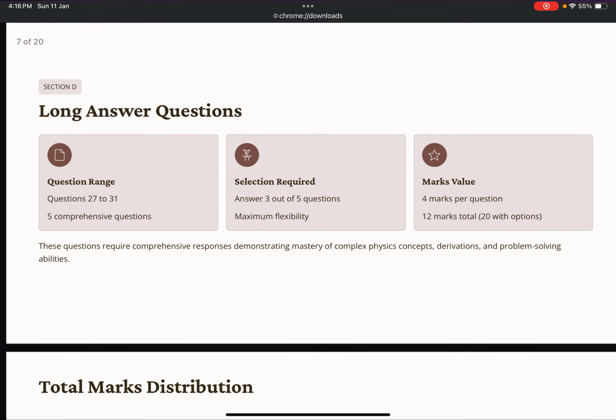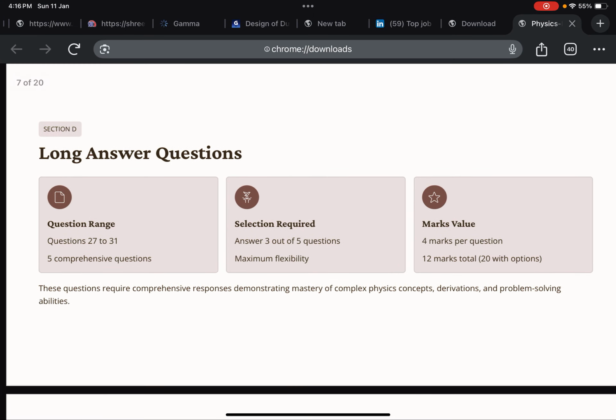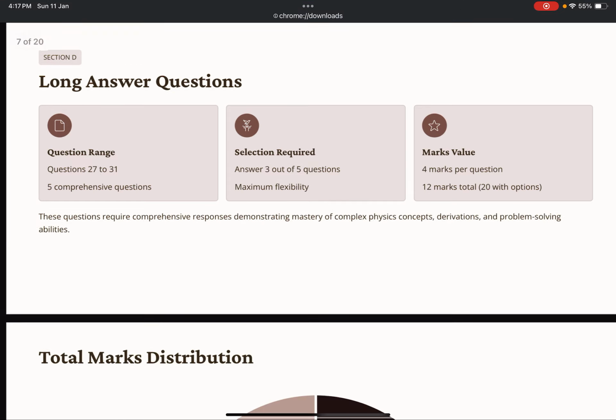And the final section, as I said, ranges from question 27 to 31. These are 5 comprehensive questions, and of the 5, you are required to take only 3. So that gives you maximum flexibility. Each question is of higher weightage, that is, each question is of 4 marks. So that total makes it 12. 4 into 3, 3 compulsory long answer questions. So 4 into 3 gives you 12 marks. So this is how the paper is structured.